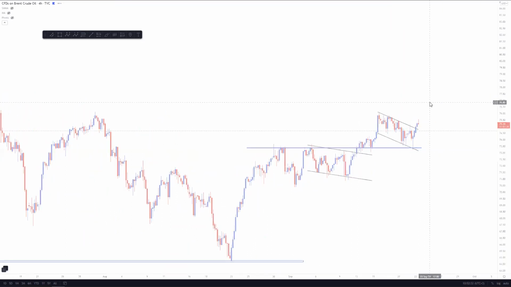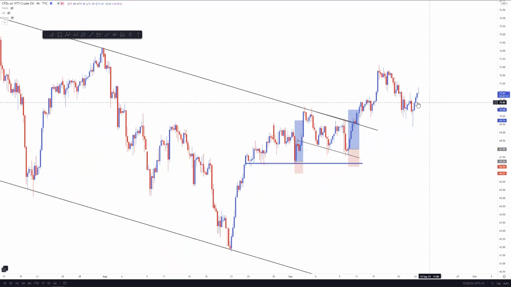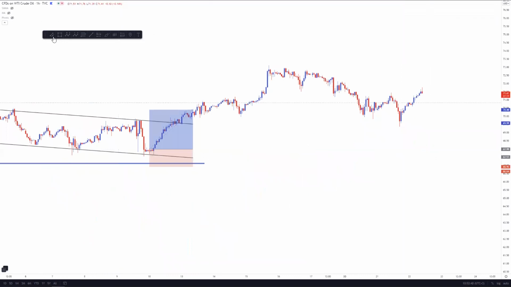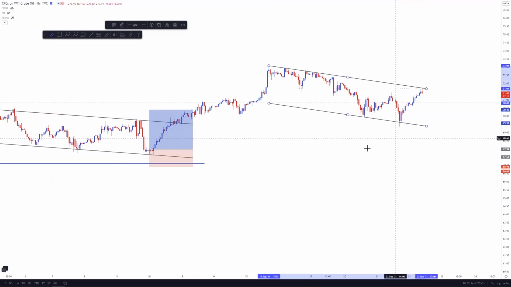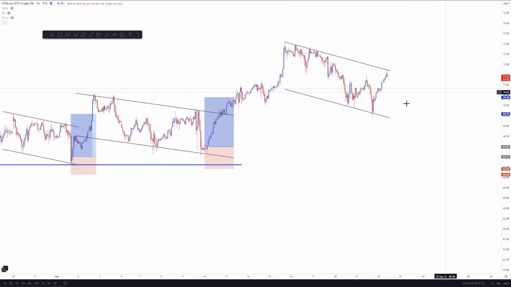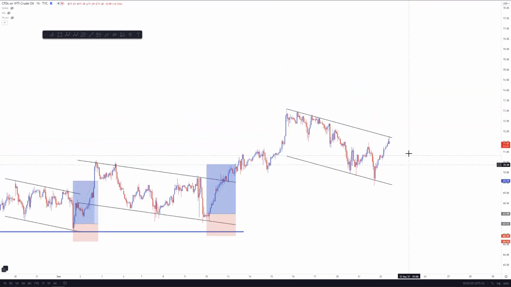Okay, US oil is sort of something similar, but it wasn't that clear of a flag. Even if I draw it, if you want to see it, it wasn't as clear as the one. So you can sort of get something like that, but I prefer the one that formed on the UK oil, Brent. Much better.